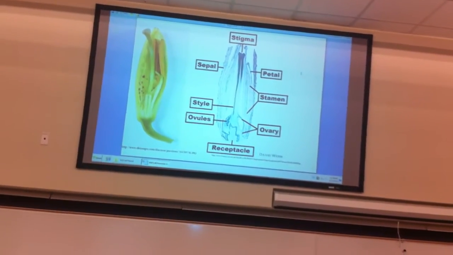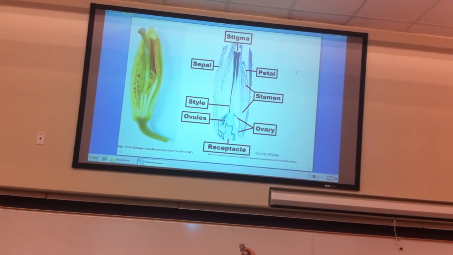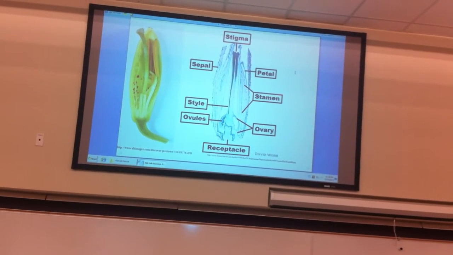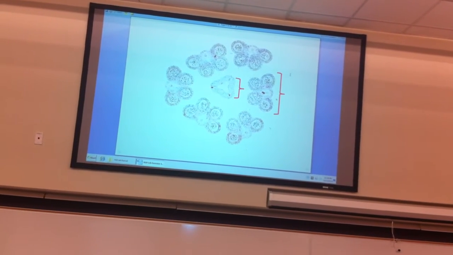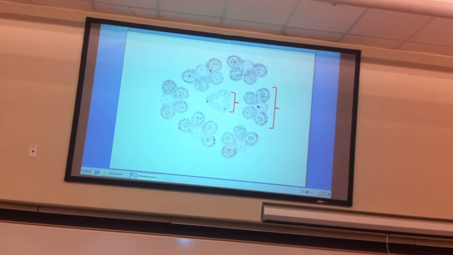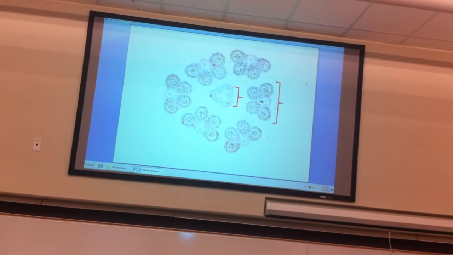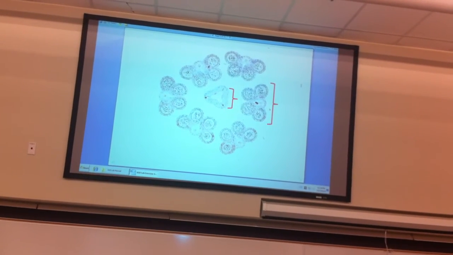So now what we're going to do is look at a cross section, cut through here, and that's the next slide. So what's the structure in the center? Stamen. No. Stigma. Well, some part of the pistil. It could be the stigma. Most likely it's the style, but some part of the pistil.